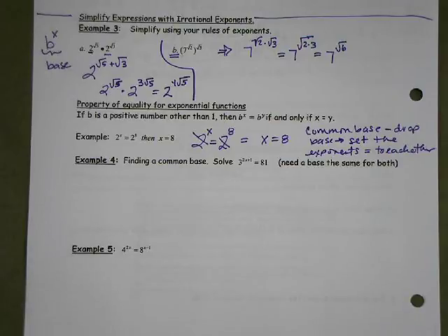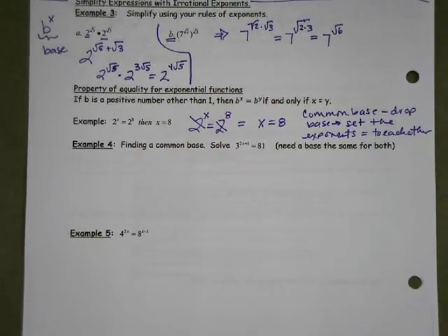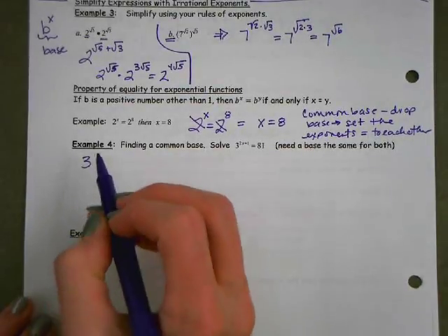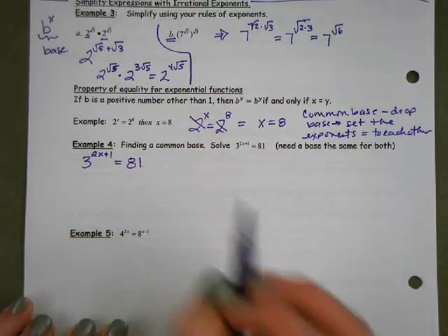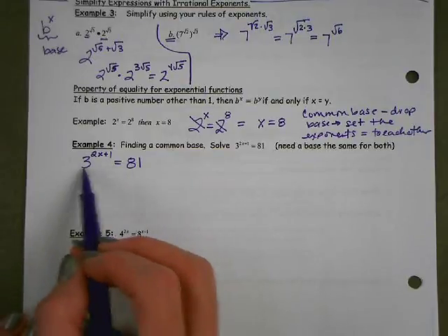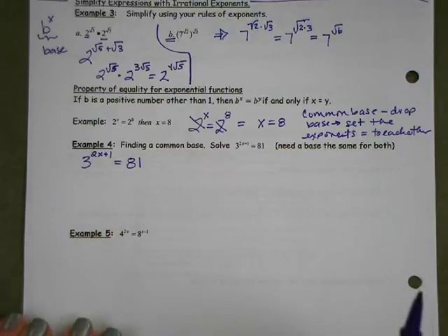What's going to happen, though, is they're going to give you something where they're not the same base. So the key is going to be trying to find the base that works for both, and then you can just work with your exponents and solve that way. So let's look at example number 4. I'm going to write it down here: 3 to the 2x plus 1 equals 81. I want you to solve for x. Well, you're going to be like, I don't know, it's in the exponent. How do I do that? Well, if I could get these two numbers to be the same base, then whatever is up in the exponents, I can just set equal to each other and solve.